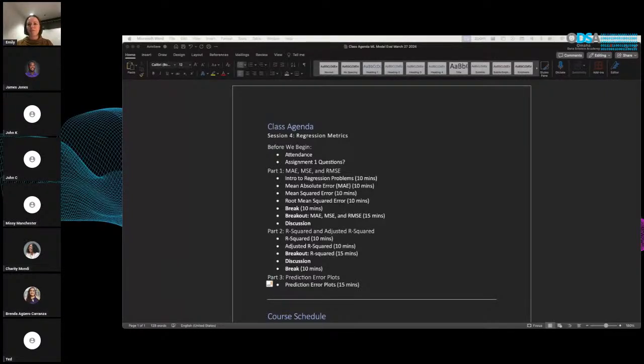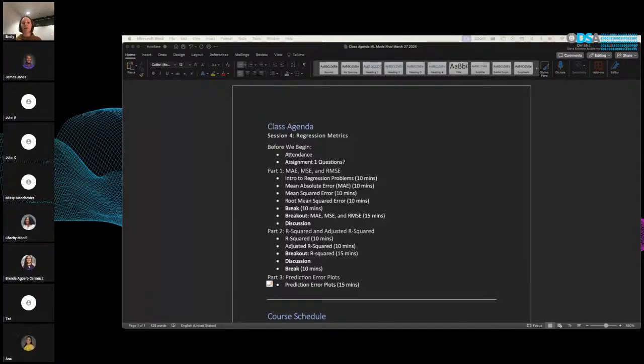All right, welcome to our fourth session of ML model eval and metrics. And today we're going to talk about regression metrics. So for the first part of this, we've been hyper-focused on classification and really binary classification to get a foundational understanding of how these metrics work and how evaluation works. Today we're going to step back to regression.